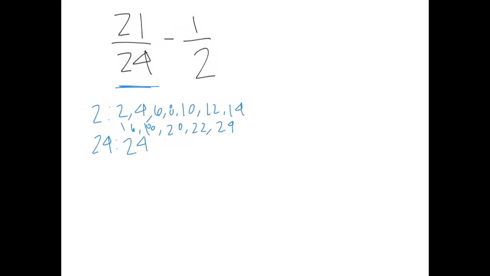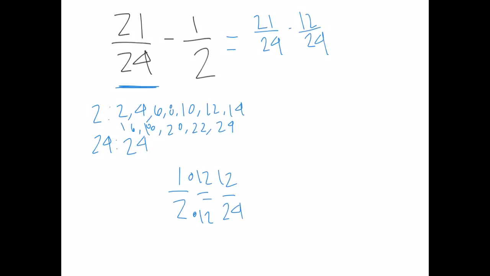Since 24 is already the LCM in that problem, we need to figure out the LCM in the other fraction. 2 equals 24 times 12. And then this is your problem, 21 over 24 minus 12 over 24, which should make your answer 9 over 24.